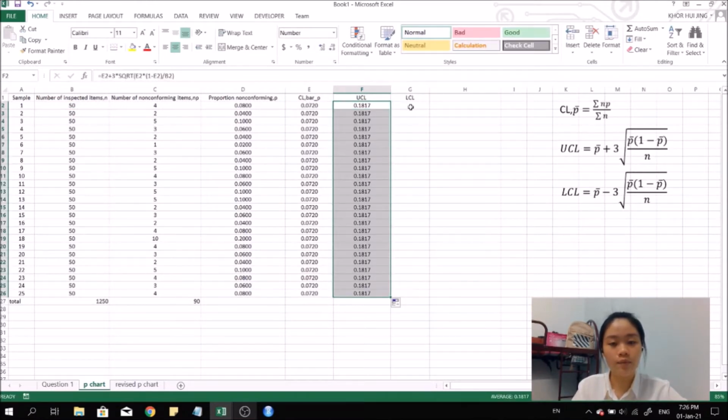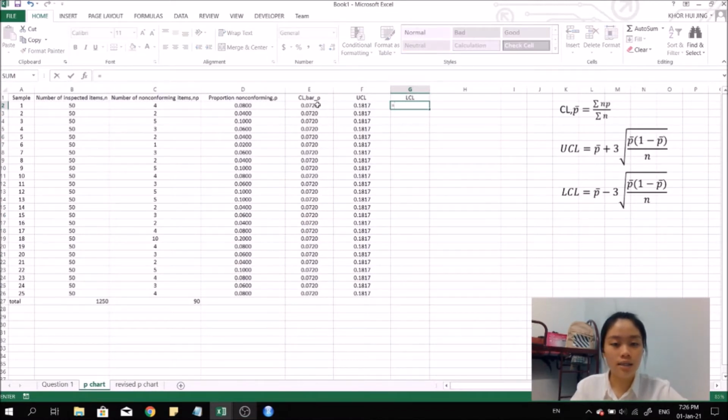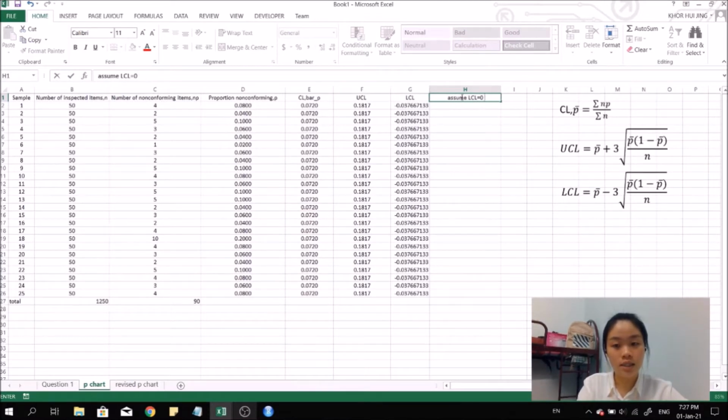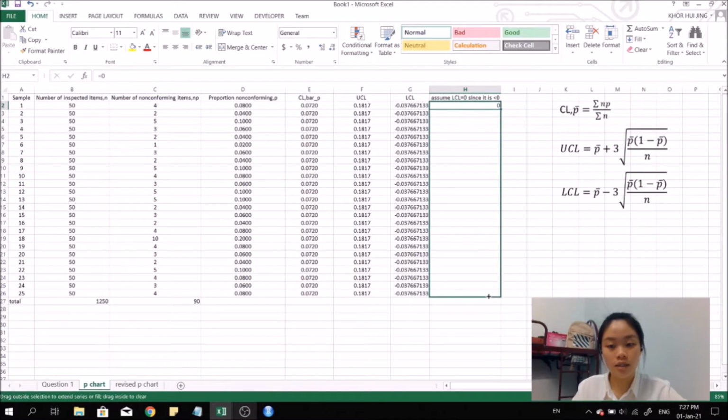So drag all the way down, and the lower control limit is the same: equal to bar P minus 3 times square root, open bracket, bar P times 1 minus bar P, close the bracket, and divided by N. N is over here, and close the bracket again. So this is our lower control limit. Our lower control limit is a negative value, so we assume our lower control limit is equal to 0 since it is less than 0. So this is the data we need.